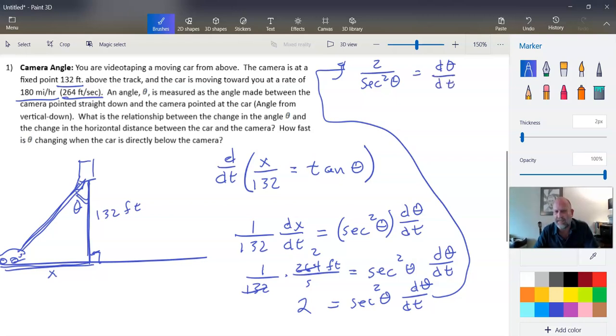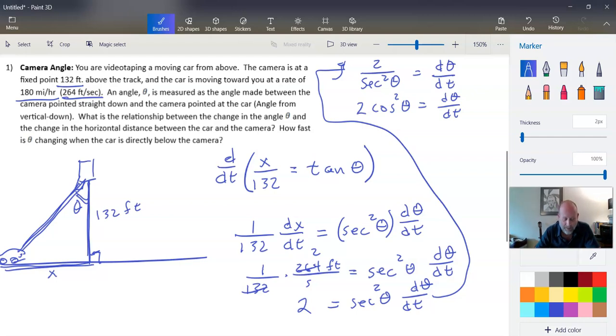And just using identities, we can actually make this a lot easier. Secant is 1 over cosine, so we can just flip this around. This is 2 times cosine squared theta is equal to d theta/dt. You could work it out the other way also, but I think it's a lot nicer using cosine and sine rather than other trig functions, because you know more of the values for this one. Okay, so we have a function for d theta/dt.